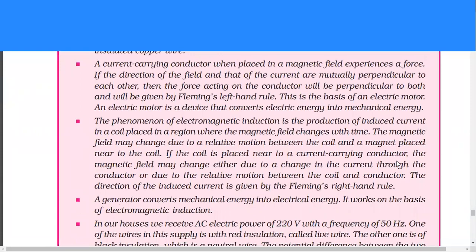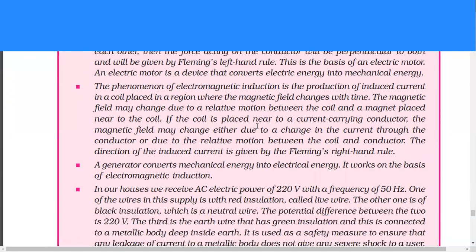If the direction of the field and that of the current are mutually perpendicular to each other, then the force acting on the conductor will be perpendicular to both and will be given by Fleming's left-hand rule. This is the basis of an electric motor. An electric motor is a device that converts electric energy into mechanical energy.